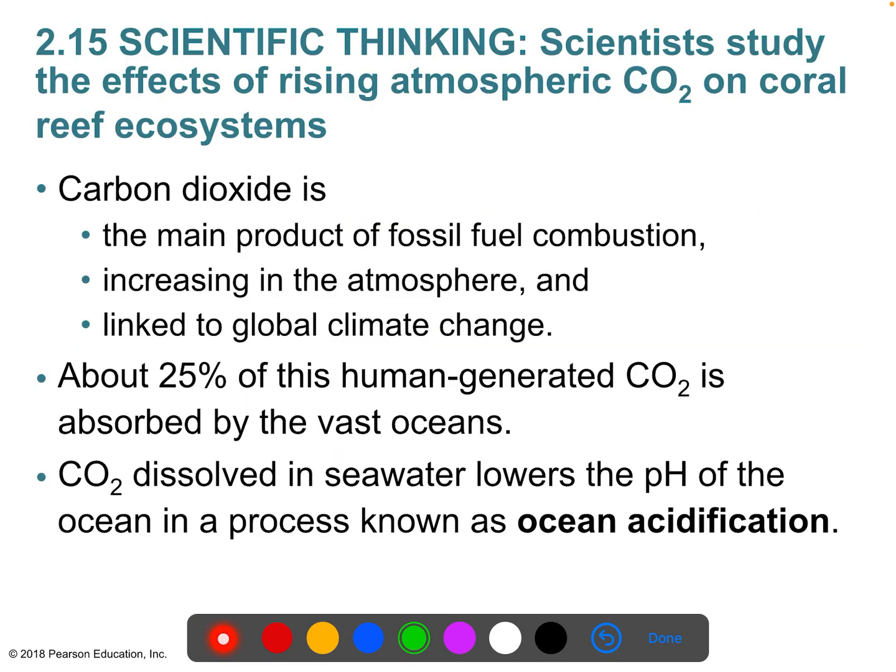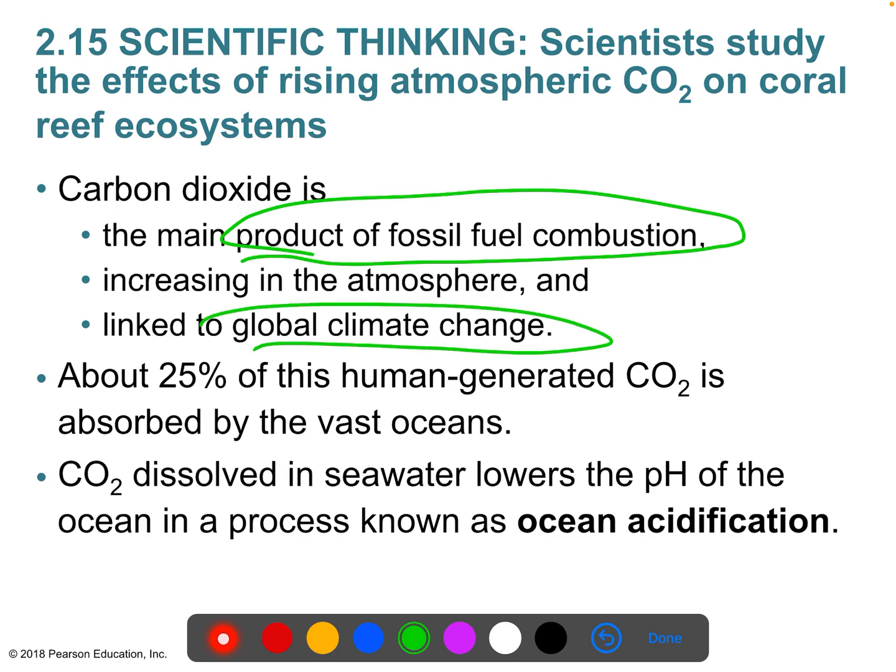Now here's a great case study, an example of why we study acids and bases. And this is how the chapter began. We talked about one of the side effects of carbon dioxide in the atmosphere, in addition to climate change and global warming: the impact that carbon dioxide is having on our oceans, which again, we already established is a product of fossil fuel combustion. As it increases in the atmosphere, it is leading to global climate change, which we've already talked about.